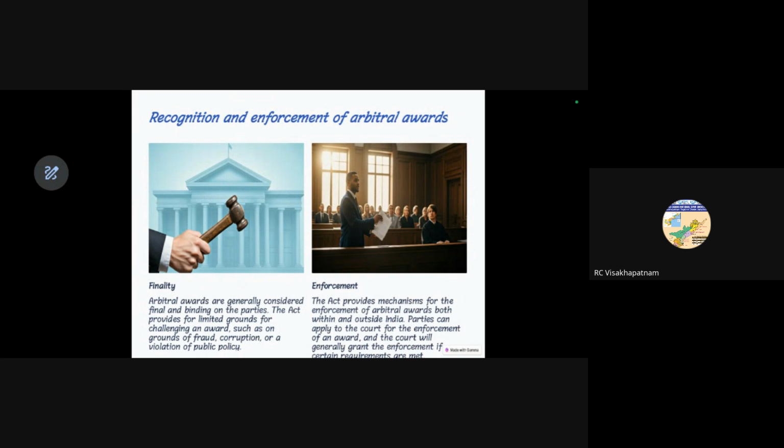Recognition and enforcement of arbitral award. So the arbitral awards are generally considered final and binding on the parties. The Act provides limited grounds for challenging an award, such as fraud, corruption, or violation of public policy. The Arbitration and Conciliation Act provides a mechanism for the enforcement of arbitral awards both within and outside India. So parties can apply to the court for enforcement of the award, and the court will generally grant the enforcement if certain requirements are met.